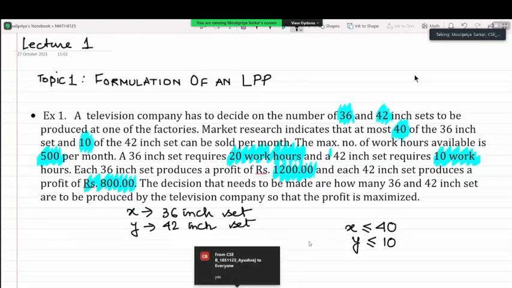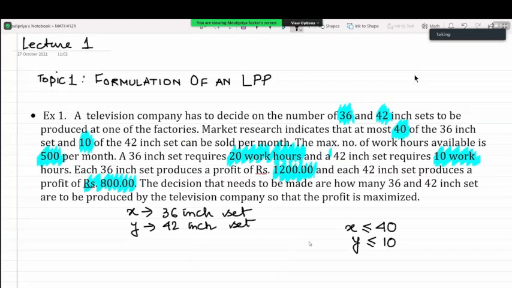Achha, what else? Can you tell me what other inequality or equality can be figured out from the next statement? Ma'am, 20x plus 10y less than or equal to 500. Perfect. Anything else?